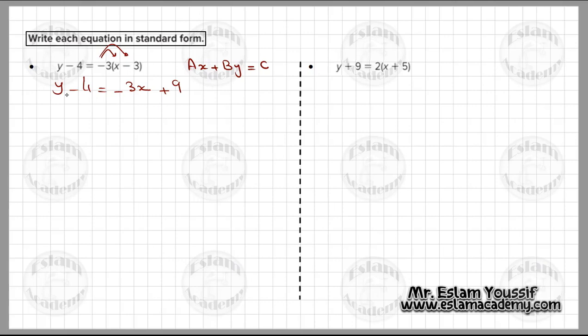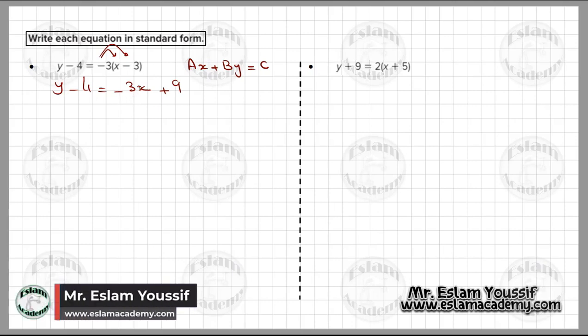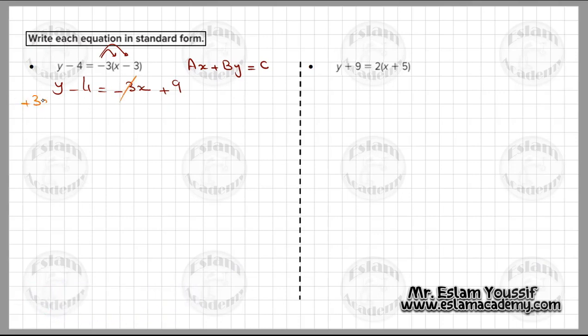Now we need to write x, y on one side and the numbers on the other side. Just look at x. If x is negative, we need it to be positive, so we'll shift x to the other side by adding 3x. But if x is positive, we will shift y. Now it will be 3x plus y, because y is positive. That's negative 4, so we'll add 4 to the other side. If you move x to the left hand side, just move the number to the right hand side. Now 9 plus 4 is equal to 13. So the answer will be 3x plus y equals 13. And that's how we can write the equation in standard form.